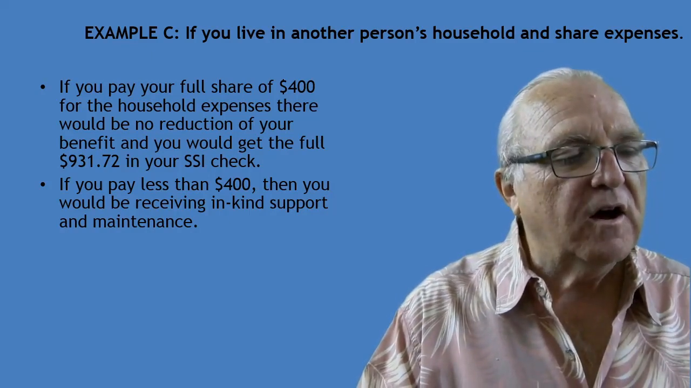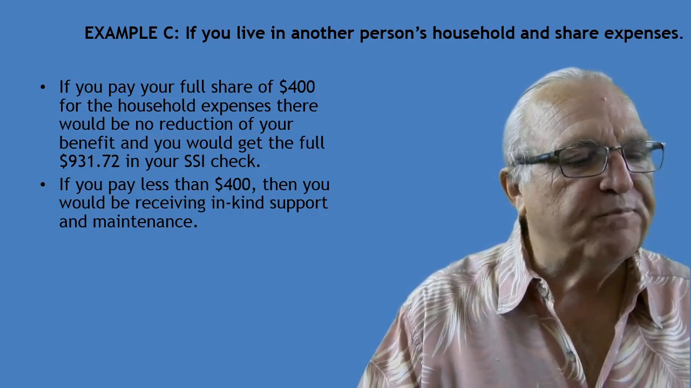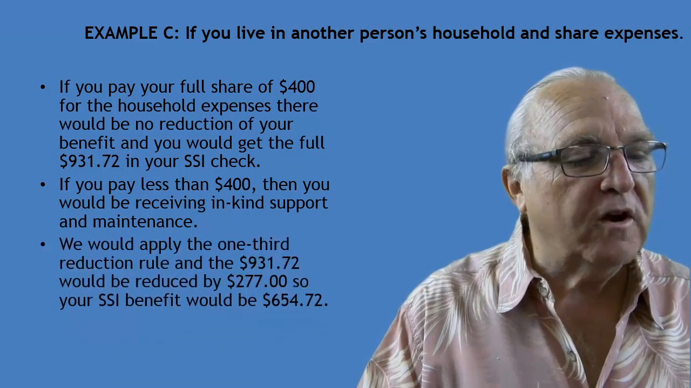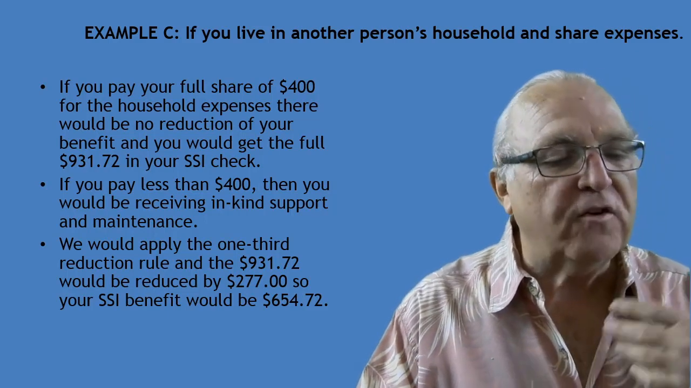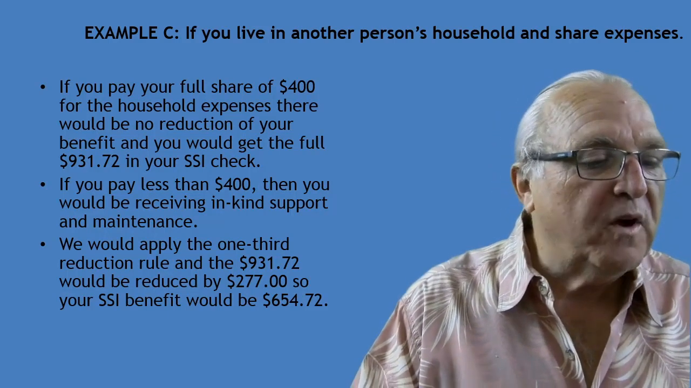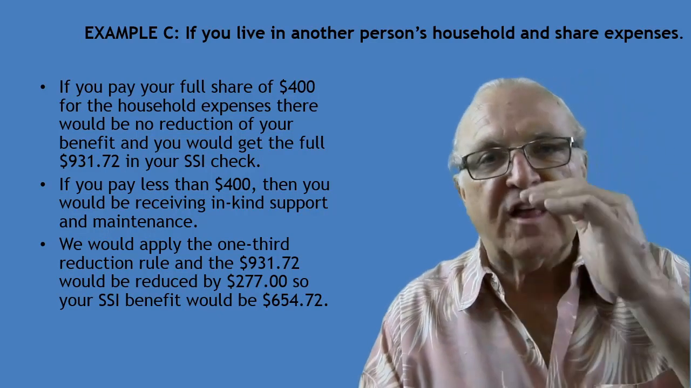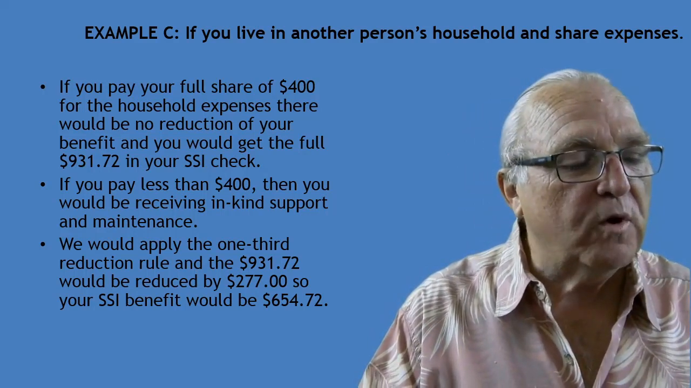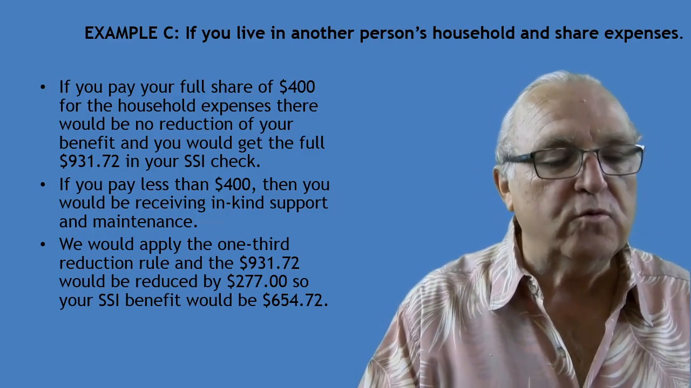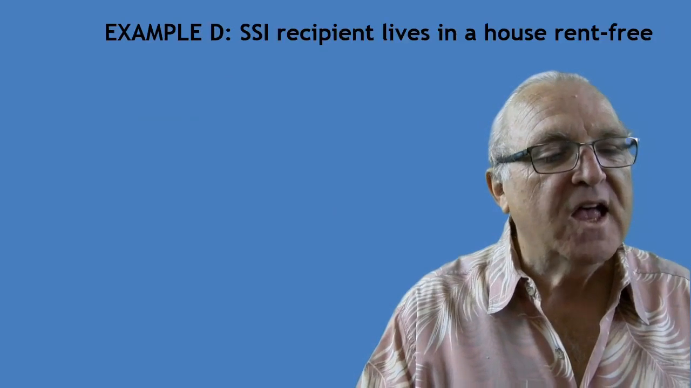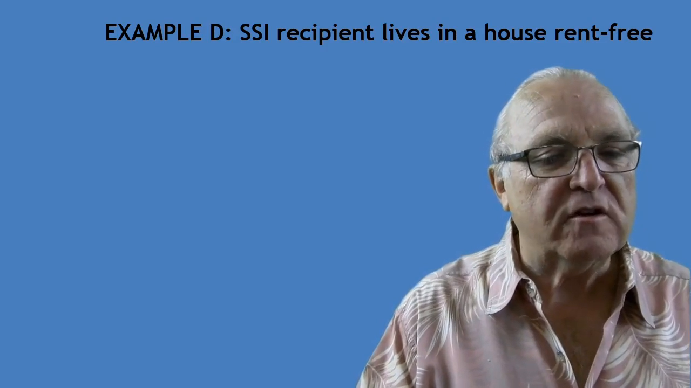Okay. If you were to pay less than $400, so let's say, for instance, you didn't pay any part of that here, or the trust paid the $400 here, you would be receiving in-kind support and maintenance, and they would apply the 1/3 rule. So let's say the trust paid the full $400. Then what would happen is the $277, which is the presumed maximum value, that's the cap on the most they would take, here would be taken from your SSI, leaving you $654.72.